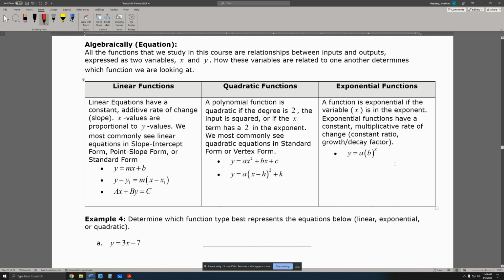And finally, exponential functions is when we have a variable in the exponent, or the input x is in the exponent. Exponential functions have a constant multiplicative rate of change, in contrast to linear functions where we have an additive rate of change. Exponential functions have a constant multiplicative rate of change or a constant ratio, which is also sometimes called the growth factor or decay factor. We see this in the form y equals a times b to the power of x. So see that x, that input, is in the exponent.